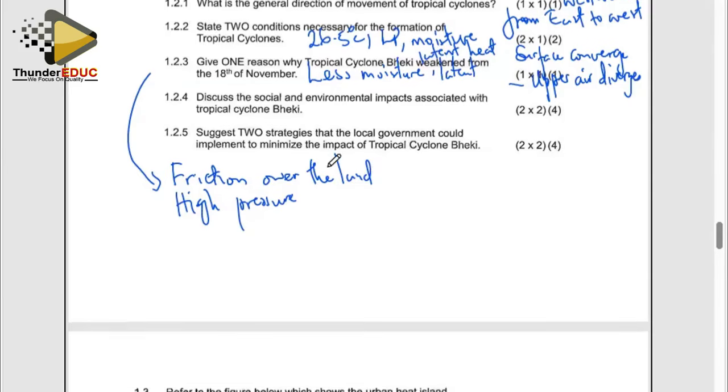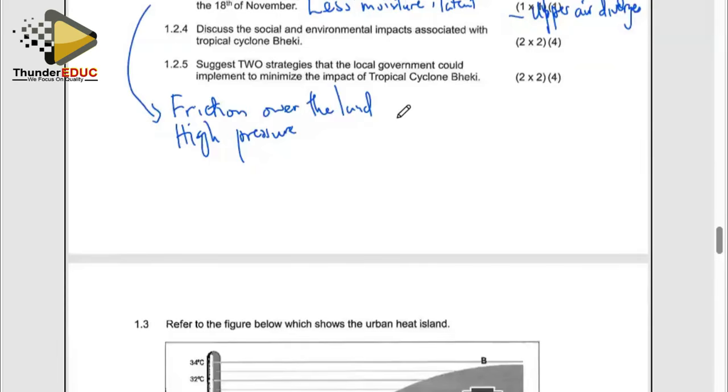We move on to the next question. Discuss the social and environmental impacts associated with the tropical cyclone Bheki. Right, what you must note here, your question is specific. You must address either side. This is a balanced question.